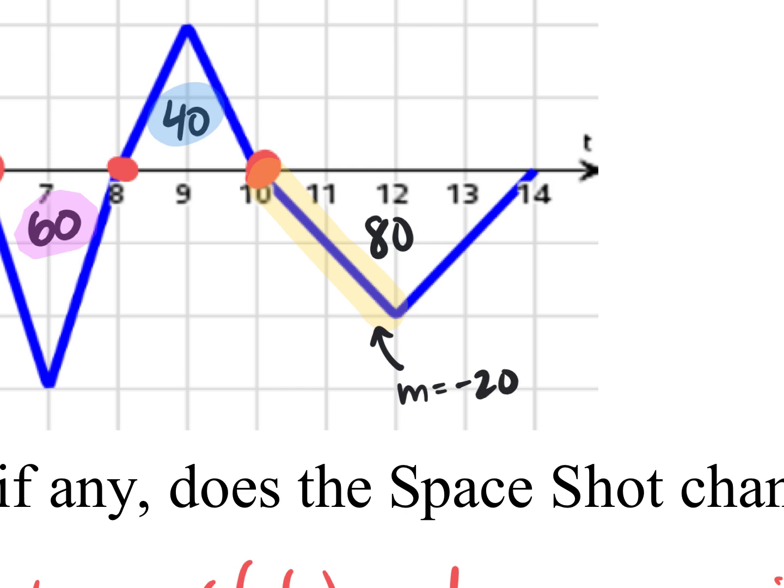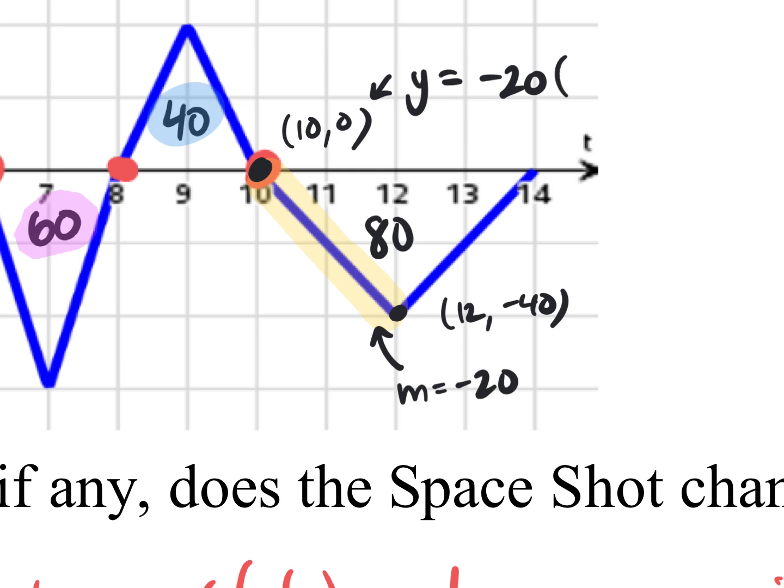I have like 3 points right there, right? This point, 10 comma 0. This point, 12 comma negative 40. So I can pick either of those points and write my equation. I'm going to choose this one just because there's a 0 in it, and that's a little nicer. But that would be y equals negative 20 times x minus 10. So my expression for velocity on that piece is negative 20 times x minus 10.